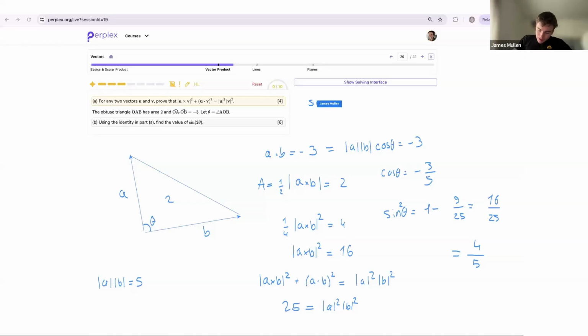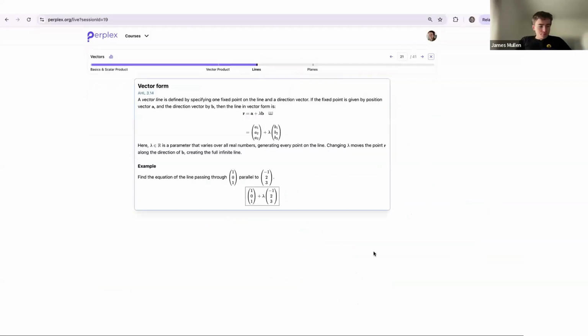And finally, I use this identity that sine of 2 theta is equal to 2 sine of theta cos of theta, and that is going to be 2 times 4 over 5 times -3 over 5, so 2 times 4 times -3 over 25. That's -24 over 25. That is my answer.